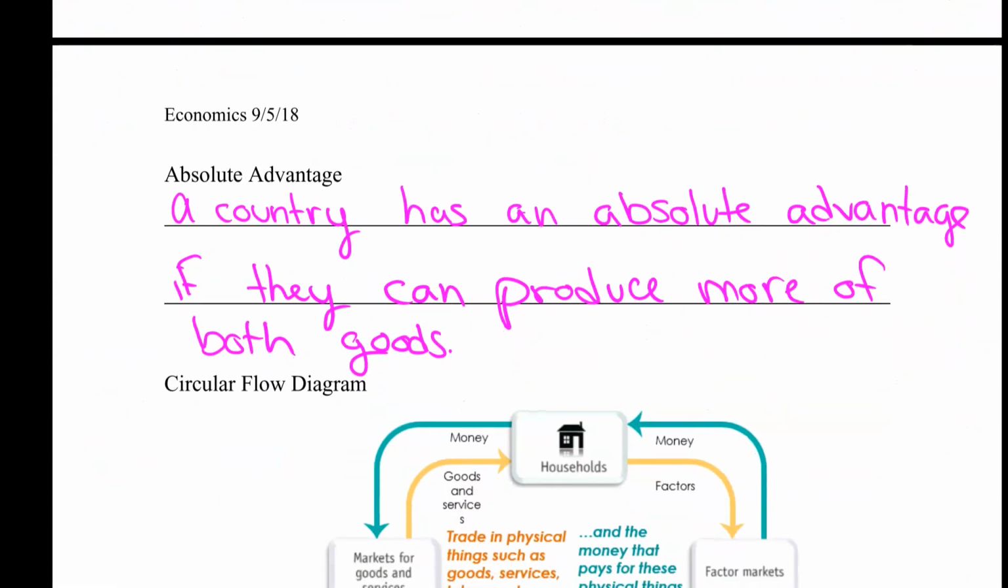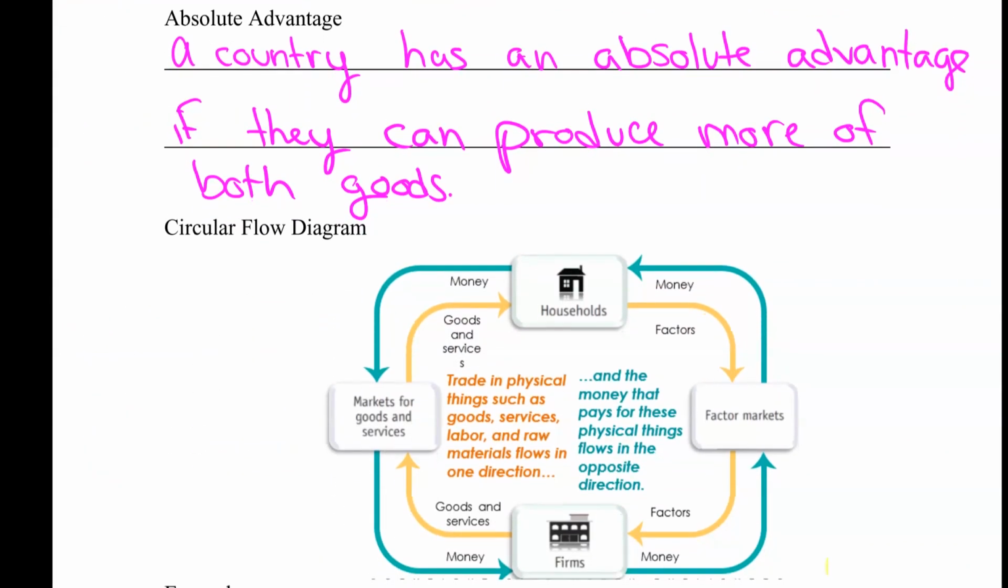So take a minute to write that down. Pause the video. All right, now that you've got that written down, we're going to look at the circular flow diagram. So this is about how money works its way through our economy. So how it works from household spending to firms and then back into the pockets of households.